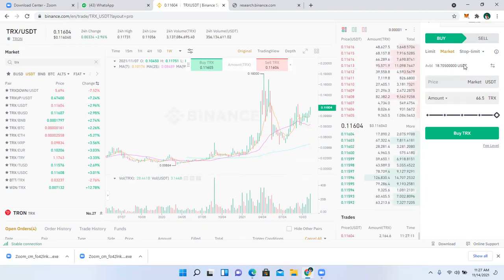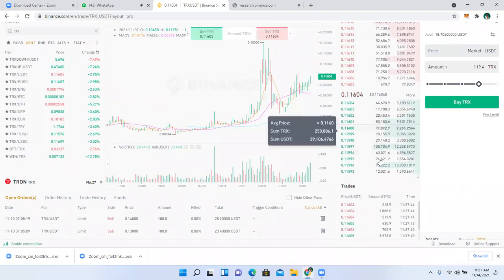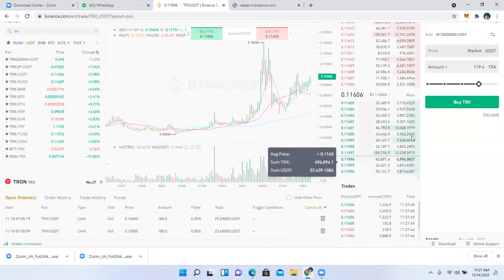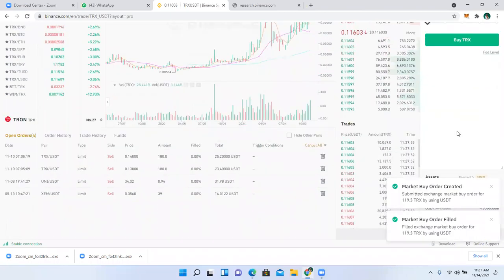I now have 18 point something USDT. So let's say I want to buy just 50%. Actually, let's say I want to buy 75% worth. So I'm buying with 75% of my total USDT now, right? Normally, the first time, it came to my orders here. But if I hit buy now, because I'm using market to go instantly, to not even waste time, to go like a flash of light, once I just hit buy here, boom, my market order has been filled.